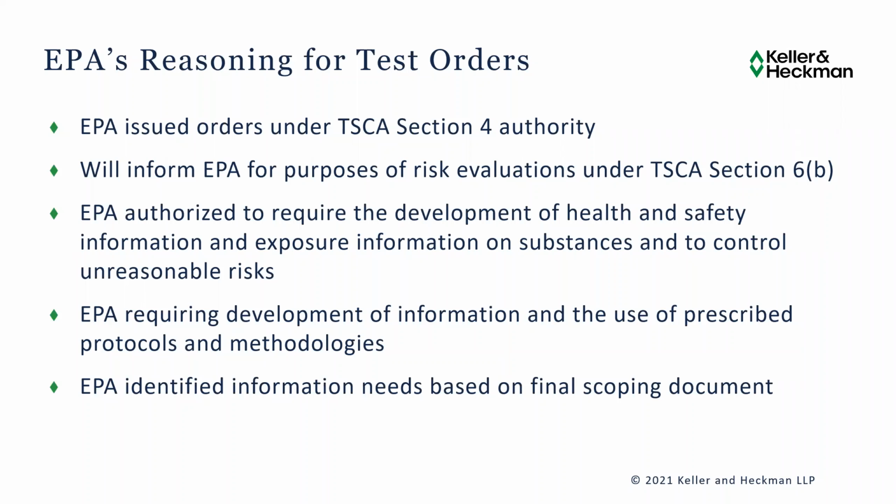The EPA explains in the test orders that they're issuing these under their authority to gather health and safety data and exposure information on chemicals to assess unreasonable risks. They also prescribe the specific protocols and methodologies that companies have to use to develop the data. In the statements of need in the test orders, EPA says that the final scoping documents for these chemicals were the starting point for identifying information needs. So EPA is seeking information on specific exposures where data was not addressed by the available information.